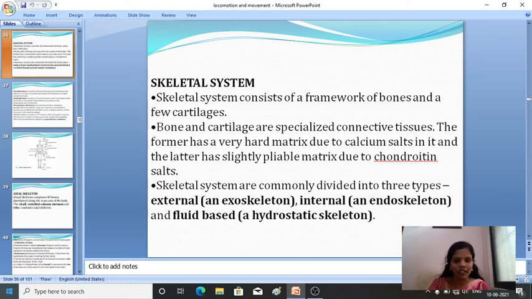The former have a very hard matrix due to the calcium salts in it, and the latter slightly become a pliable matrix due to the chondrin salts. What the salts do is generally help in increasing the flexibility of the bones.